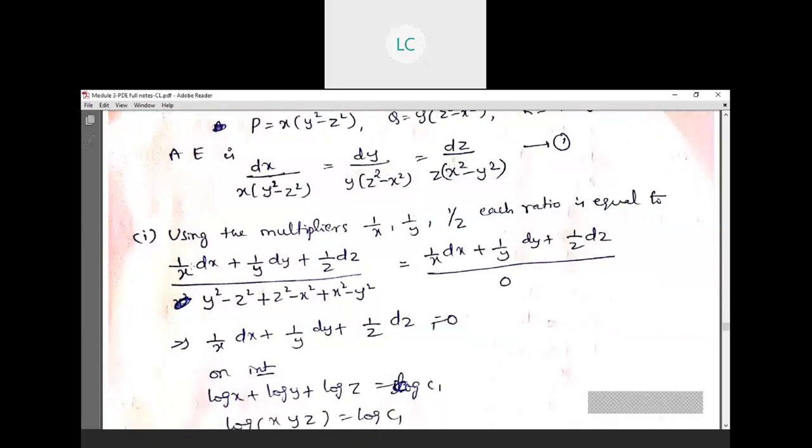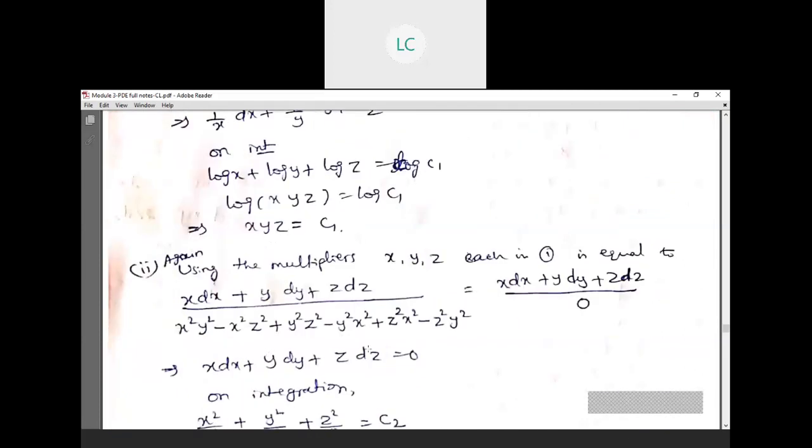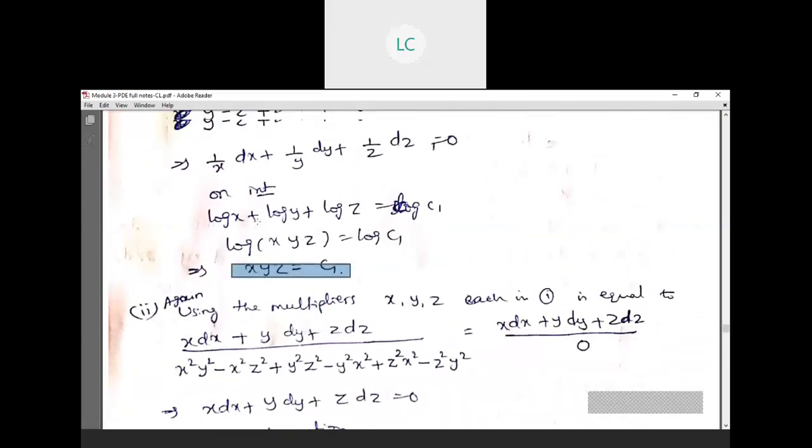The numerator becomes 1 by x dx plus 1 by y dy plus 1 by z dz divided by 0. If we integrate this, log x plus log y plus log z equal to log c1, or log xyz equal to log c1, or xyz is equal to c1. Xyz is u. Now we should choose another multiplier.